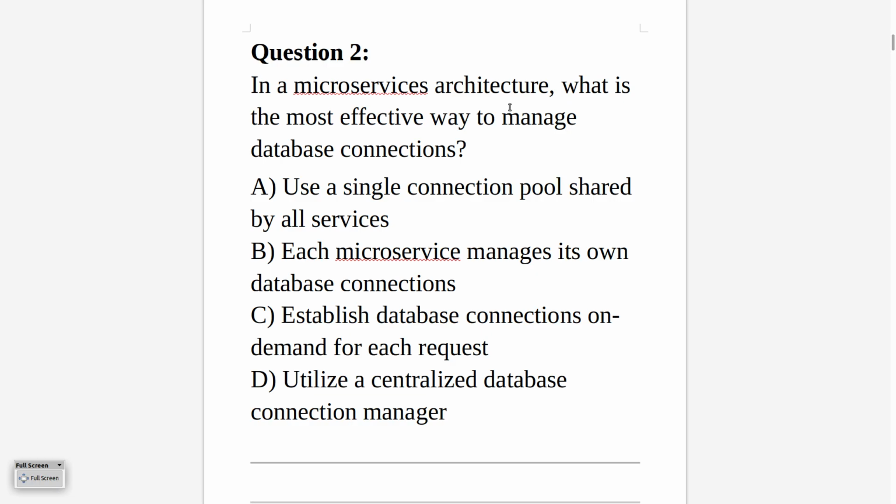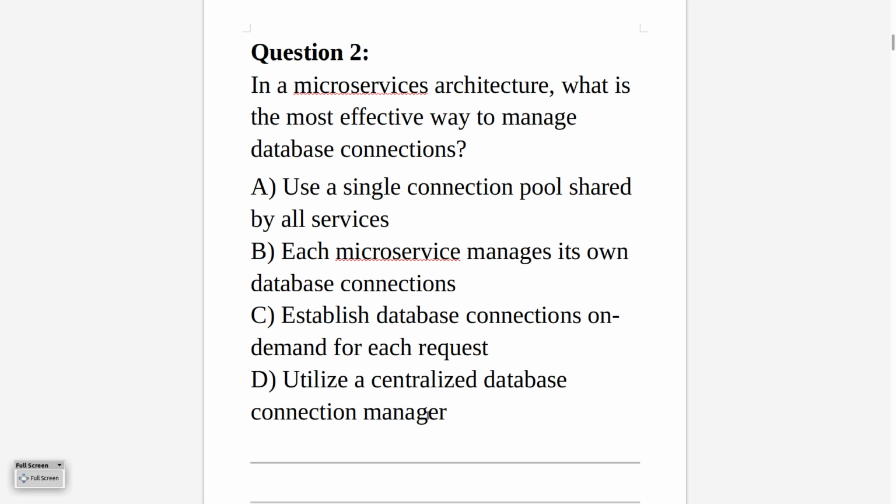Question 2. In a microservices architecture, what is the most effective way to manage database connections? A. Use a single connection pool shared by all services. B. Each microservice manages its own database connections. C. Establish database connections on demand for each request. Or D. Utilize a centralized database connection manager.